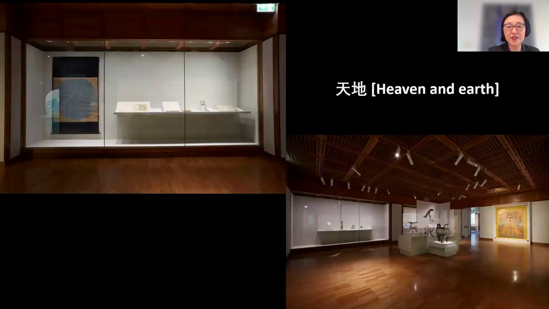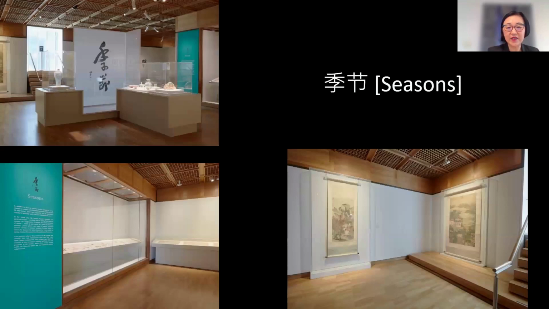And then the exhibition was divided into four sections. The first section is about heaven and earth. Works in this section started from the Neolithic period to the Qing Dynasty, showing the Chinese belief in heaven and earth. And secondly, of course, China has four seasons, not like six seasons here in Australia, I assume. So we presented artworks reflecting how Chinese artists viewed the seasons and how they saw humans living in harmony with nature.